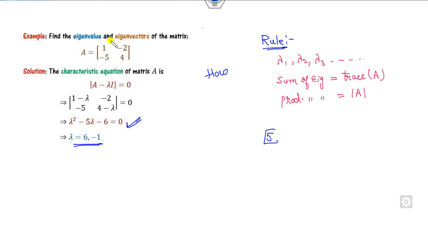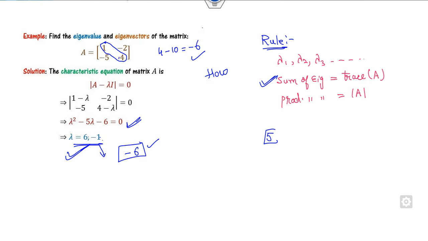5. What is the trace of the matrix? The sum of the diagonal values. So 5 is equal to 5. This property is satisfied. Second, what is the product of the eigenvalues? That's minus 6. What is the determinant of this? So 4 minus 10, which is minus 6. Both are satisfied. So it means this is your correct answer.